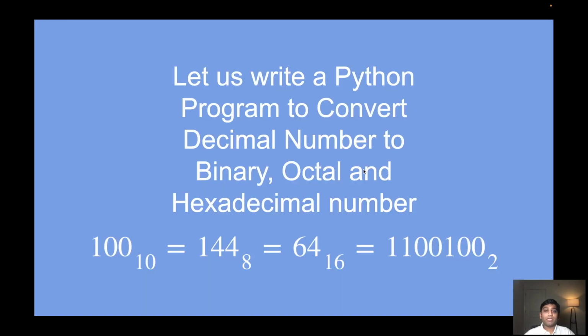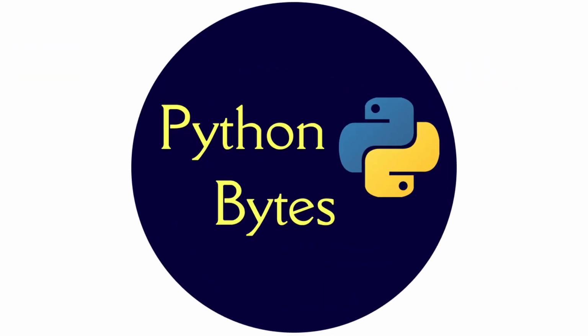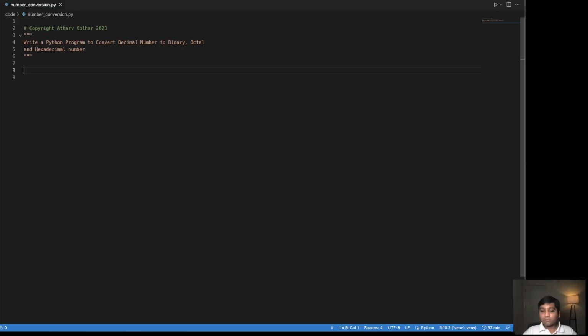Now let us write a Python program to convert decimal number to binary, octal and hexadecimal numbers. So if we have 100, it will be written as 100 in decimal, 144 in octal, 64 in hexadecimal and 1100100 in binary. So now let's start writing a Python program to convert a decimal number to binary, octal and hexadecimal number.